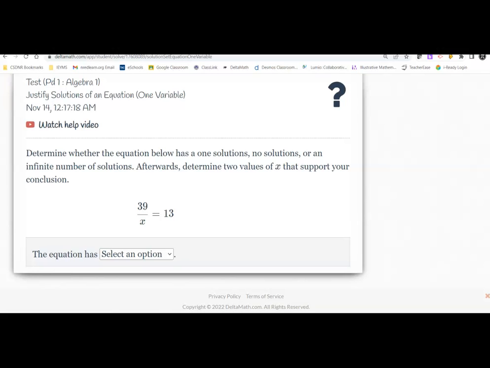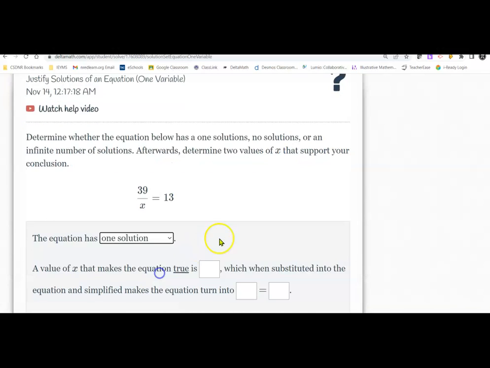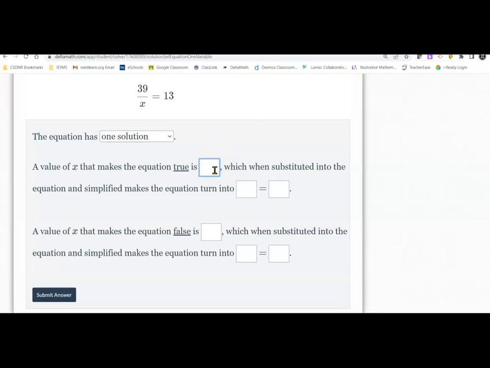So you need some scrap paper. You realize this has one solution, and the solution is 13. When I plug that in, 13 will be equal to 13. And now if I make up any other number, I'm going to plug in a 1, because 39 divided by 1 is 39. 39 is not equal to 13.